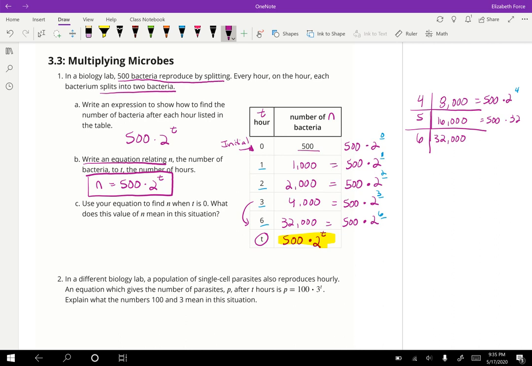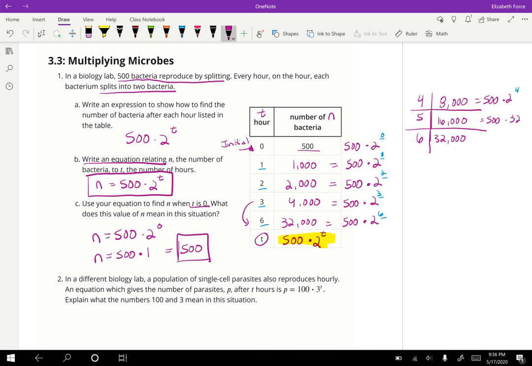Use your equation to find n when t is 0. That's pretty simple. Just plug 0 in for t. N is equal to 500 times 2 to the 0 power. Anything to the 0 power is 1. 500 times 1, anything times 1 is itself. So you're going to end up with 500. Now you haven't seen us write equations yet for these exponential growths. So I want you to start thinking about what could be my base and how I can use that base to help me get my powers.